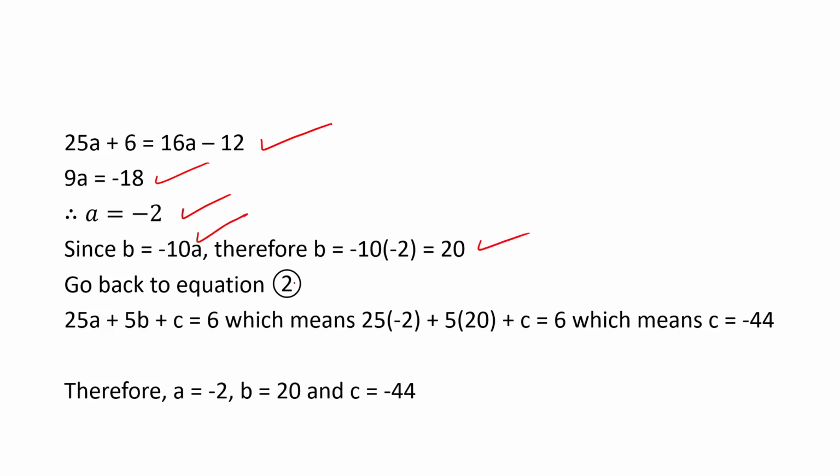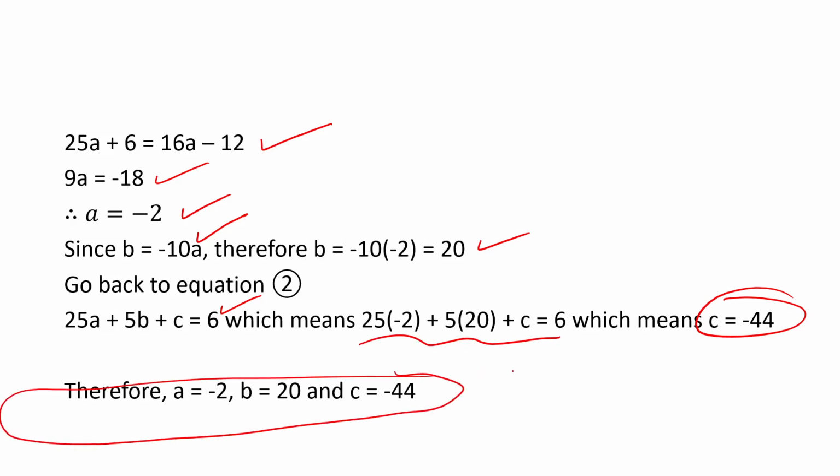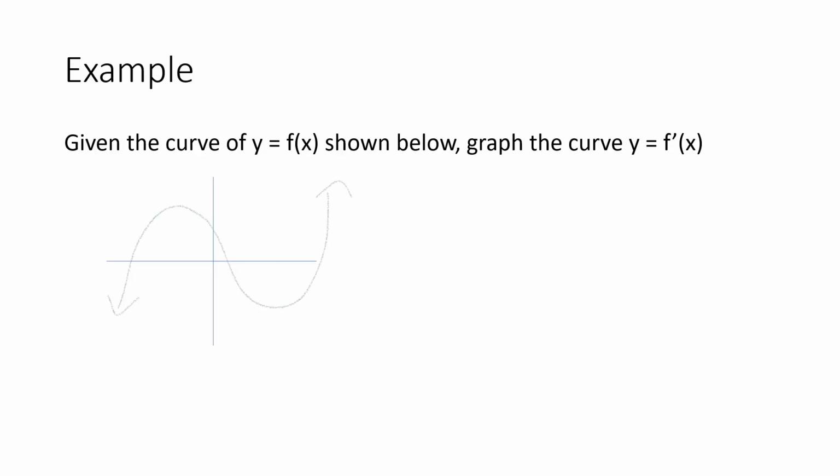And then go back to either equation 2 or equation 3. In equation 2, we saw 25a plus 5b plus c equals 6. Ultimately, that would mean c must be equal to -44 after plugging those values in for a and b. And so we get a final answer for this particular question, which is that a must be -2, b must be 20, and c must be -44.